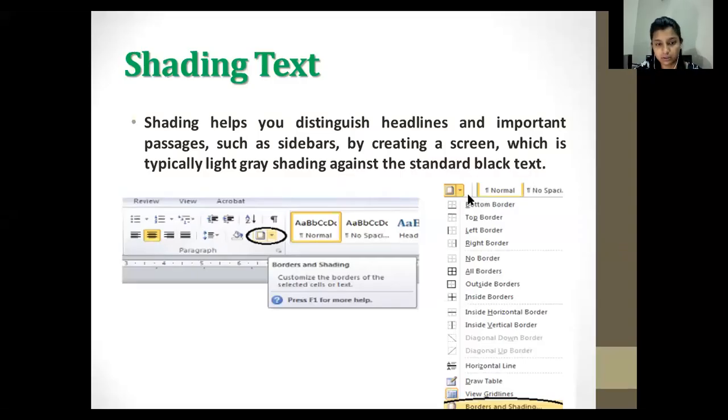Now you can see here, okay, the shading has stopped. Let me share again. Now this shading text, you can see here this option coming here. Let me show in the next slide.